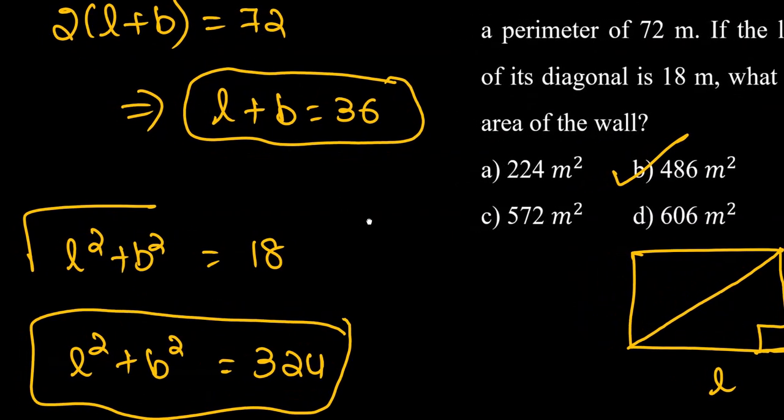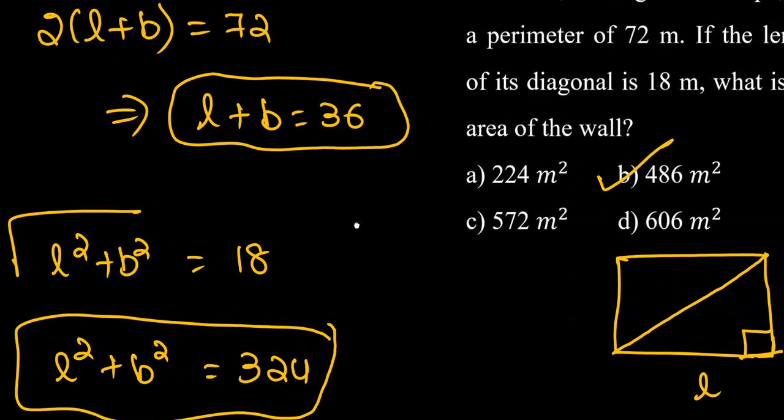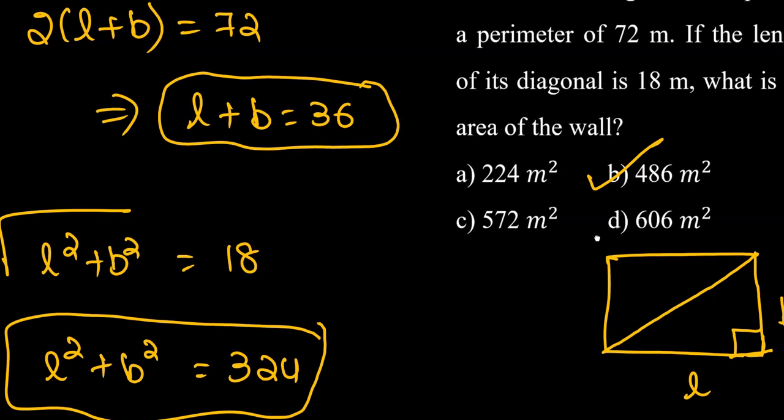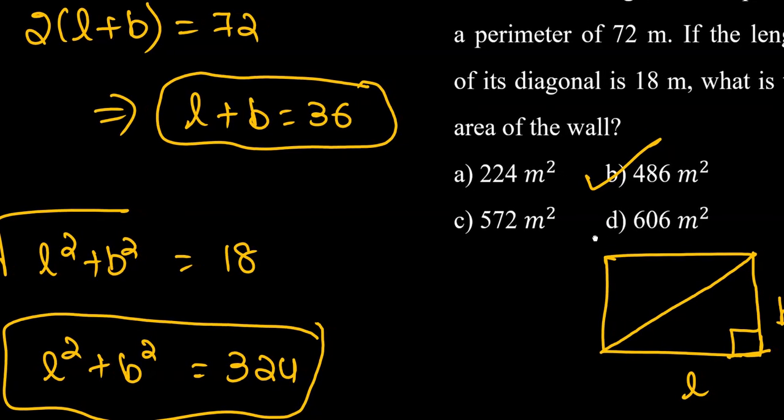We check it out. This is the scenario. We have the perimeter given. The diagonal for a rectangle is nothing but the root of L square plus B square. For a square, what will be the diagonal? If the sides are A, then the diagonal is the square root of 2A square, which is A root 2.